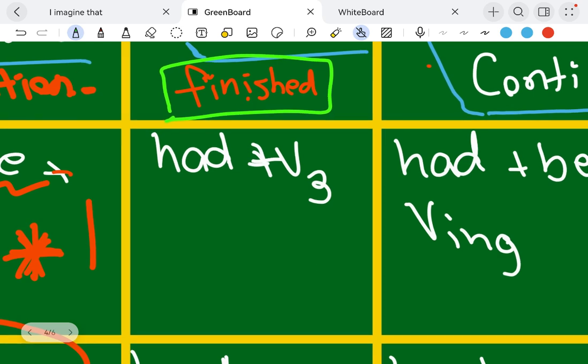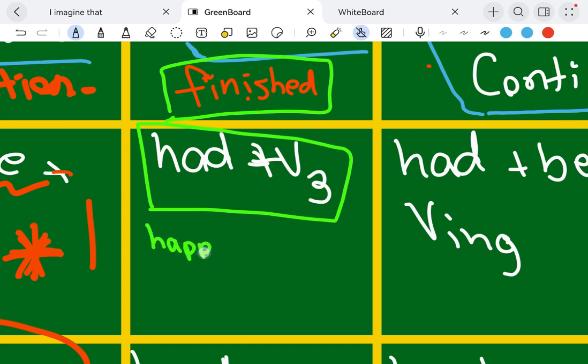First, let's take a look at past perfect. The form of past perfect is had plus verb 3. This is the form of past perfect. So when do we use past perfect? We use the past perfect to talk about an action that happened earlier than the simple past.